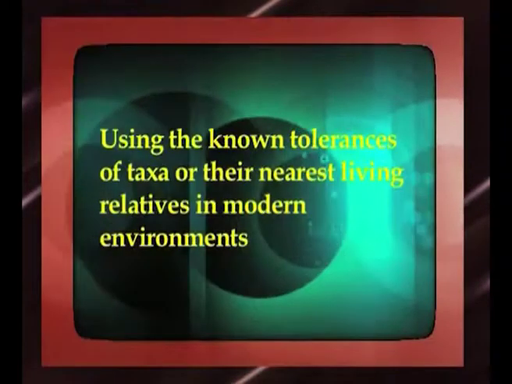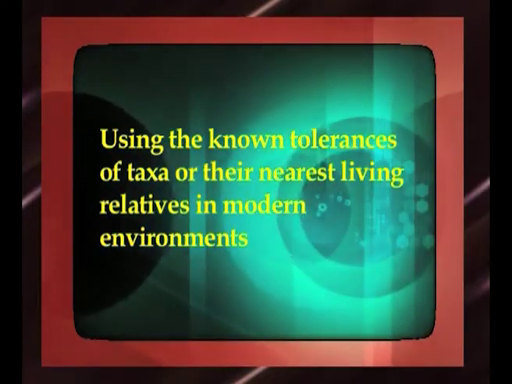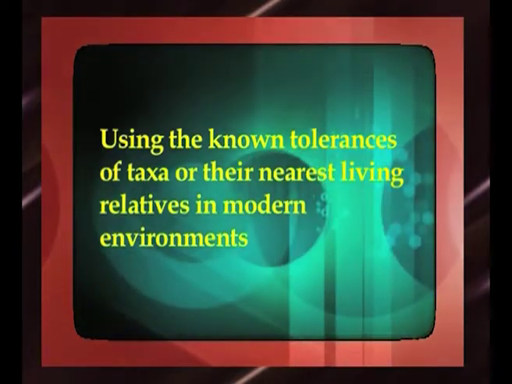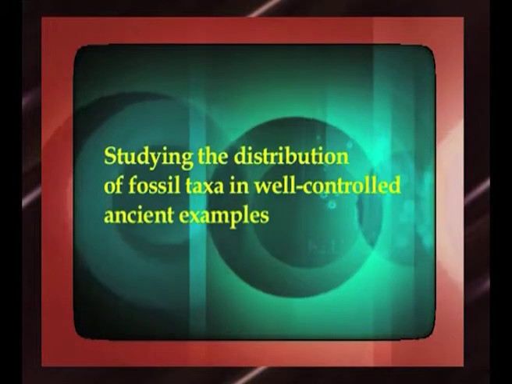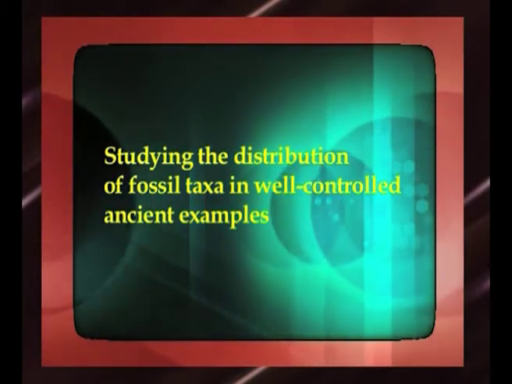Paleoenvironmental knowledge is established by number 1, using the known tolerances of taxa or their nearest living relatives in modern environments, and number 2, studying the distribution of fossil taxa in well controlled ancient examples. The data are interpreted on the basis of this established paleoenvironmental knowledge.